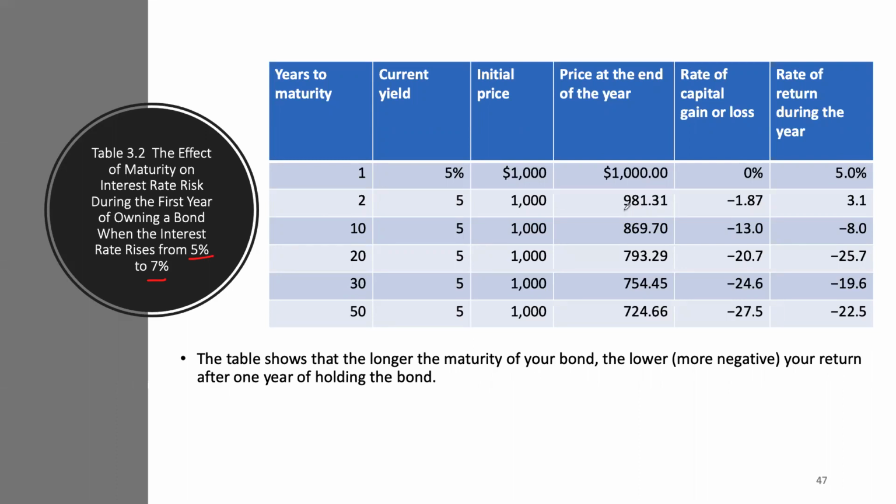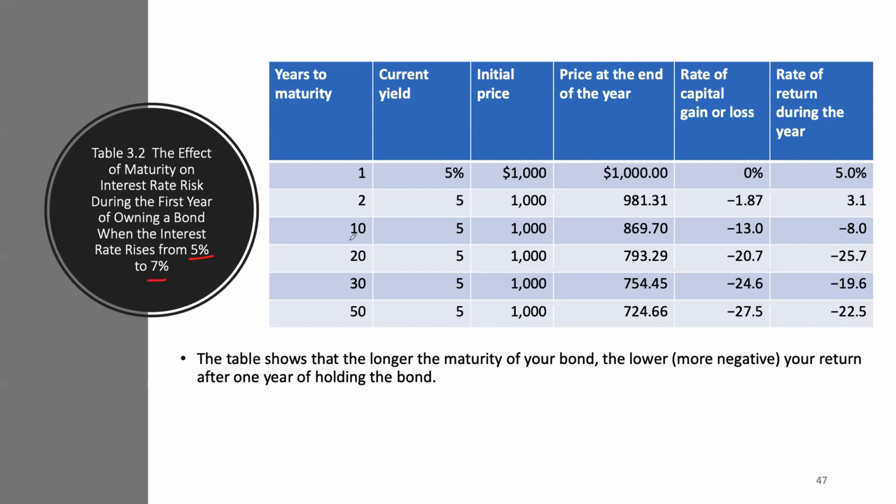It's the same bond, but now the price at the end of the year, because there is a new bond which is going to yield 7% relative to the 5% yield of the original bond, the price of the bond is going to fall to $981.31, which is to say now I have a capital loss of negative 1.87%. And so the total rate of return for the year is the 5% coupon yield, the current yield that I receive, minus the capital loss of 1.8%. So about a 3.1% total rate of return.